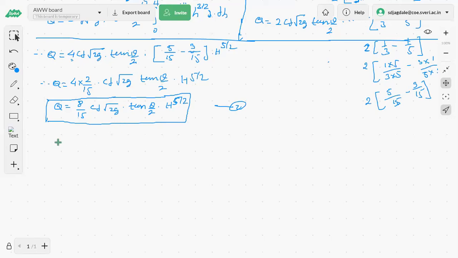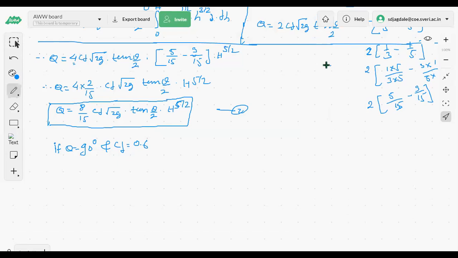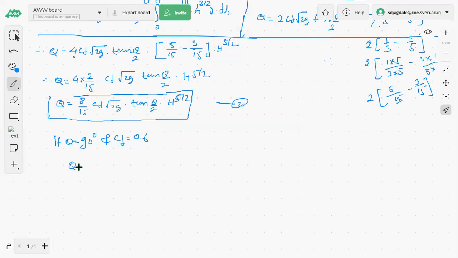If the apex angle theta is considered as 90 degrees, and CD, that is the coefficient of discharge, is considered as 0.6, CD is equal to 0.6, then our discharge equation for Q becomes Q is equal to 8 by 15 into CD as 0.6 into root of 2 into g as 9.81 into tan of 90 by 2, into h raised to 5 by 2. Now tan 90 by 2, tan 45, is 1.